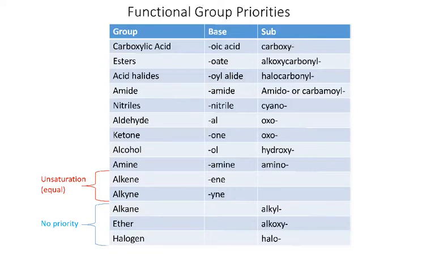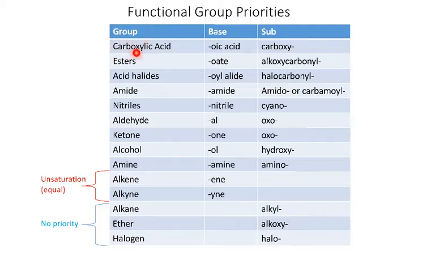determining which group has the highest priority. And we've already seen this a little bit, right? When we named alcohols, alcohols got special priority, and the parent chain had to include the alcohol, and then the alcohol would get the lowest number possible. But when we have multiple functional groups, not everything can get that special priority. And so this table lists their order of priority in descending order.